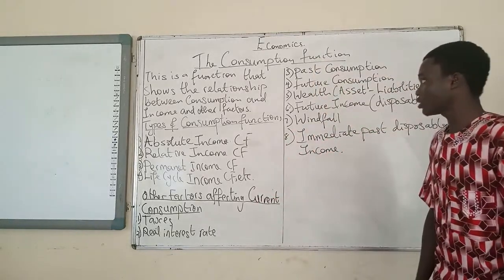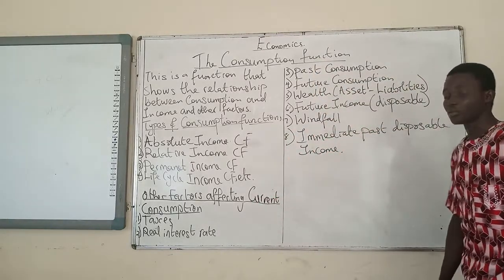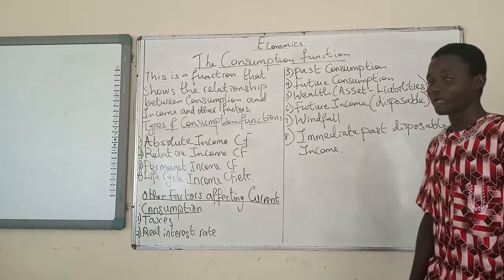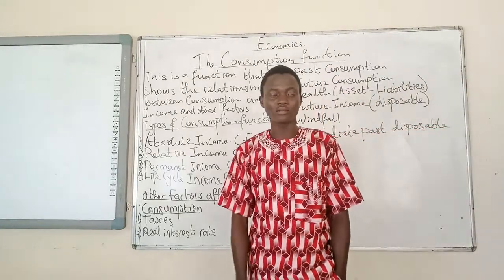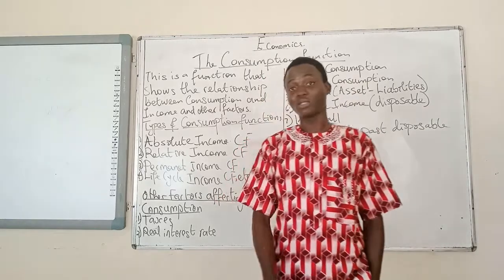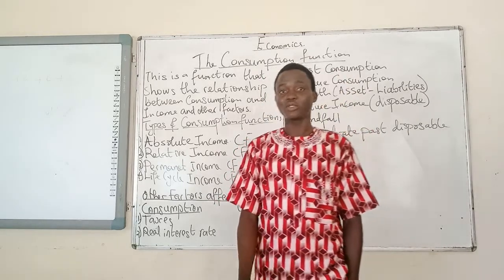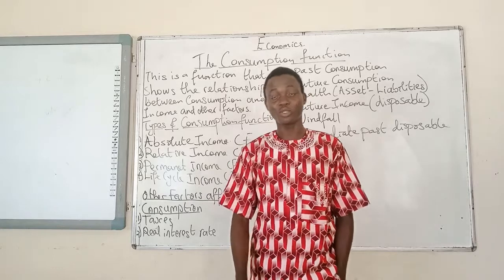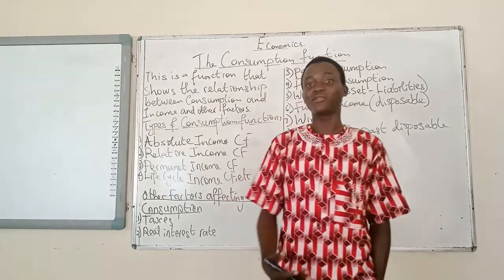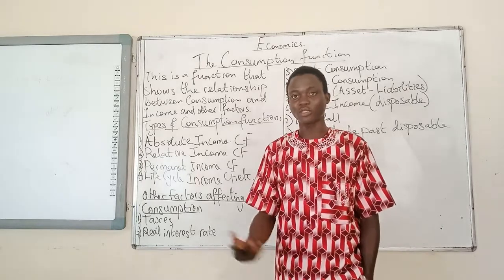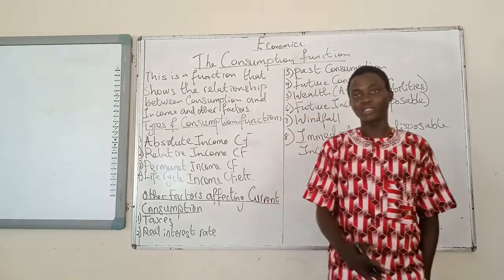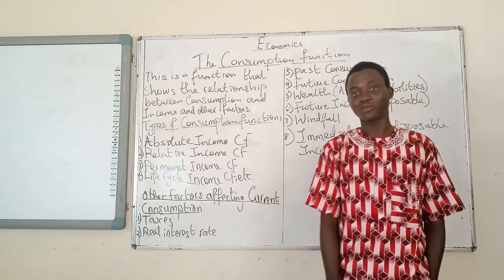Now, the consumption function is a function that shows the relationship between consumption and income, and every other factor that influences consumption. For instance, the demand function is just a function that shows the relationship between quantity demanded and the factors influencing demand, such as the price of a commodity, the price of a related good, and so on. So there is no difference between that and when we talk about the consumption function.